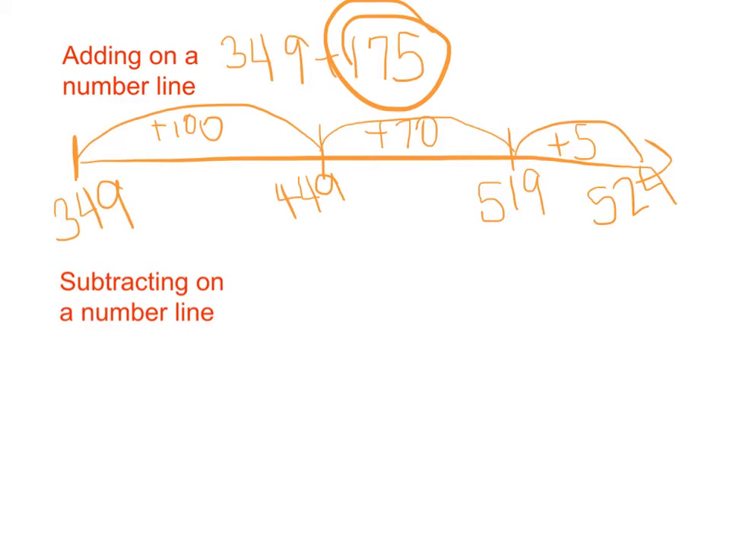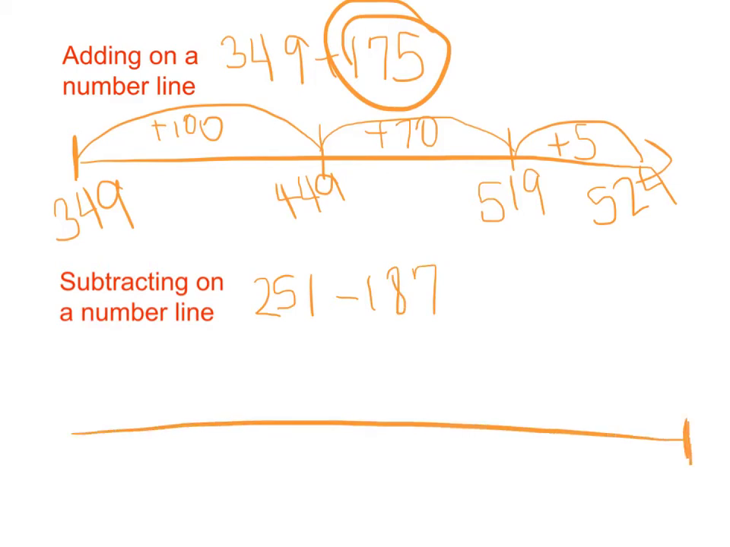Okay. All right, what about subtracting on a number line? This looks a little different, doesn't it? Okay, I'm going to give you one. Let's do 251 minus 187. Now, Miss Poole and I are going to talk about 2 different ways that we can do this. You can either add up on your number line, or you can actually do the subtracting where you would subtract backwards. I'm going to show them the adding up, but I want you to jump in and talk to them about that too.